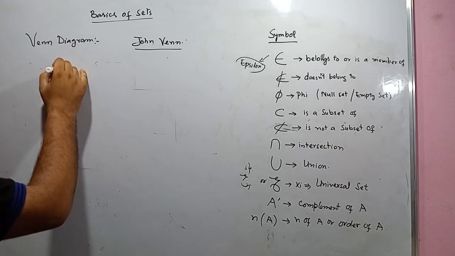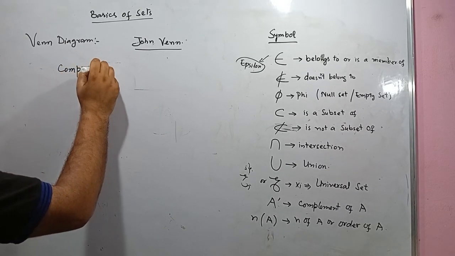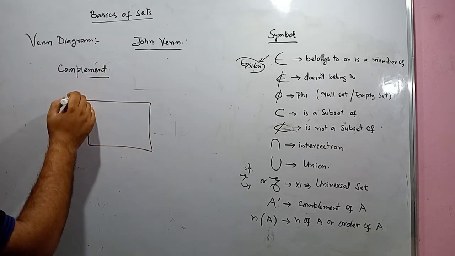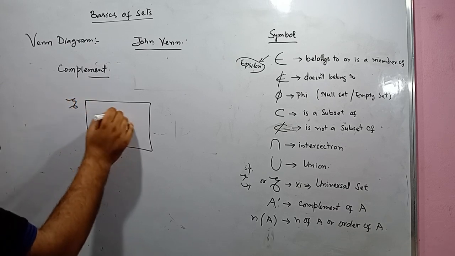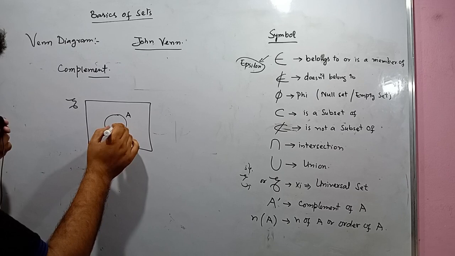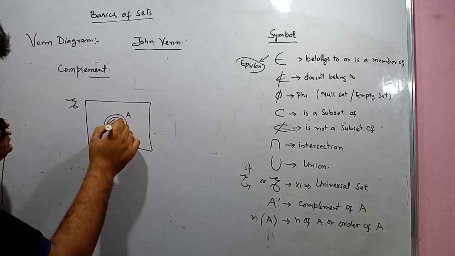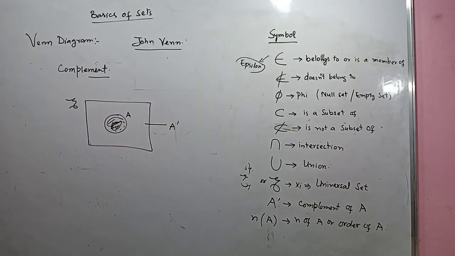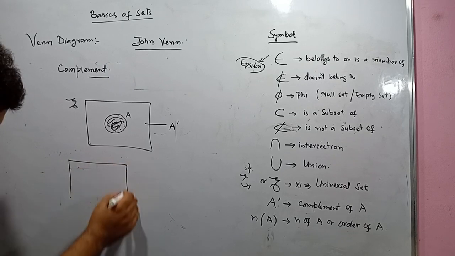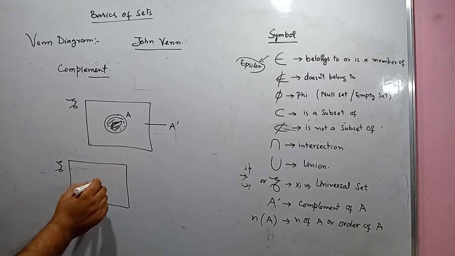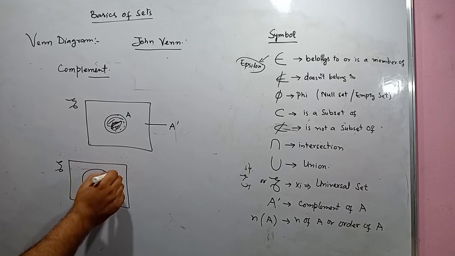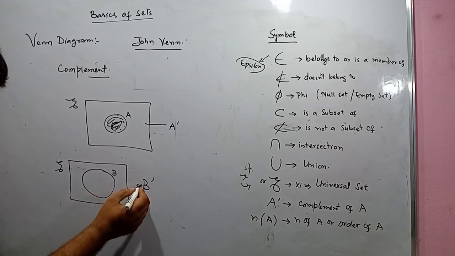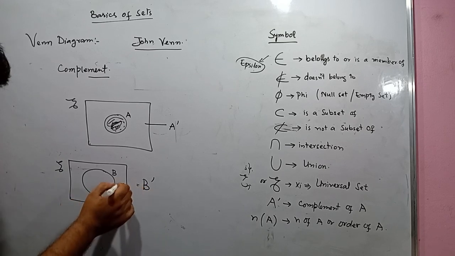Next is the complement. How I will show complement in a Venn diagram. This is the universal set Xi, and this set is A. You can see this set is A. This portion is A dash, that's the complement of A. This whole portion. Once again I will show you. If this is the universal set and this set is set B, B dash is the complement of B, and will be this portion.